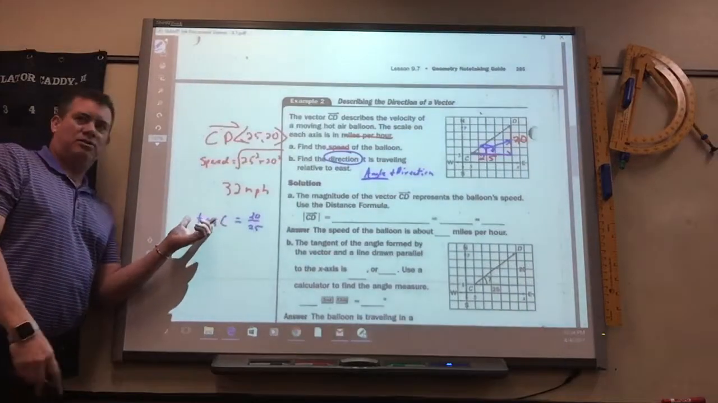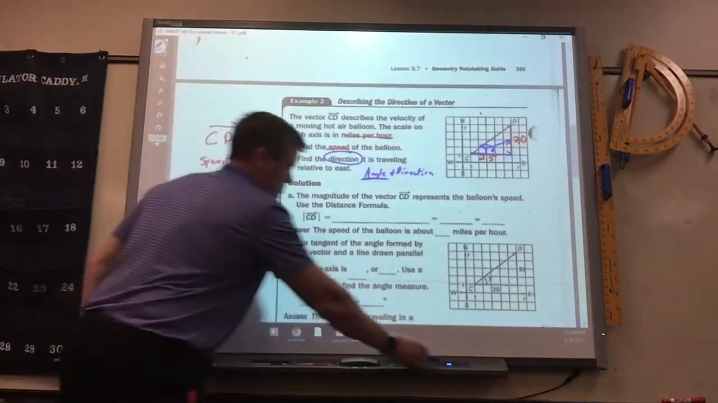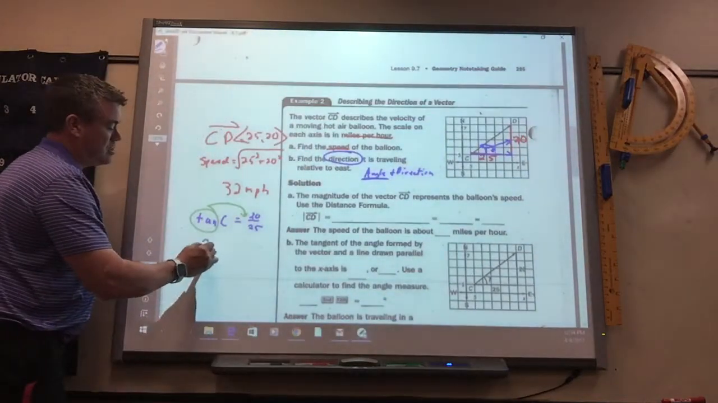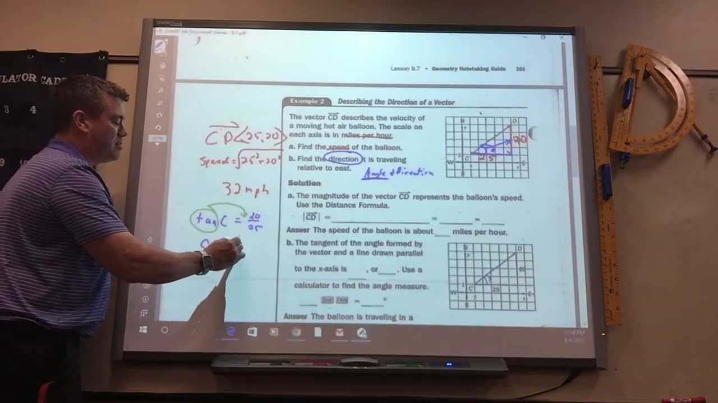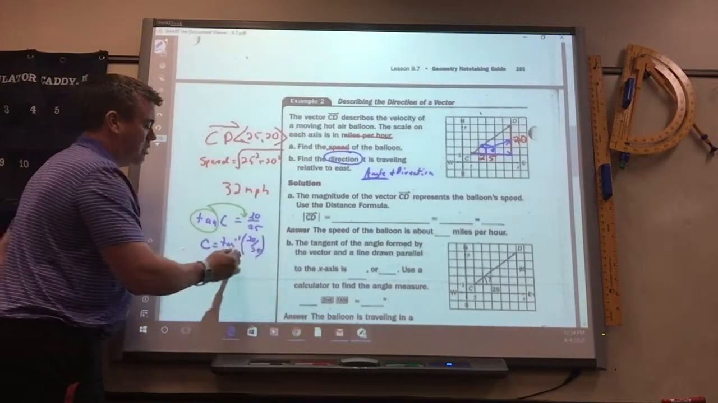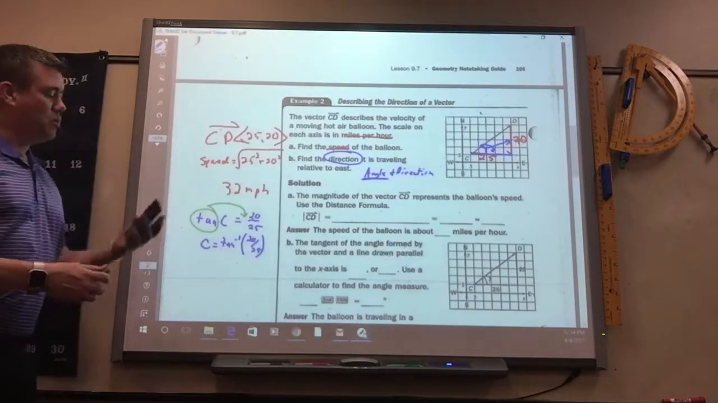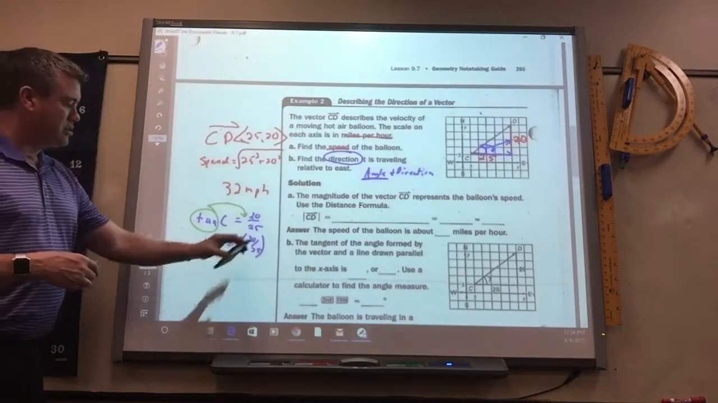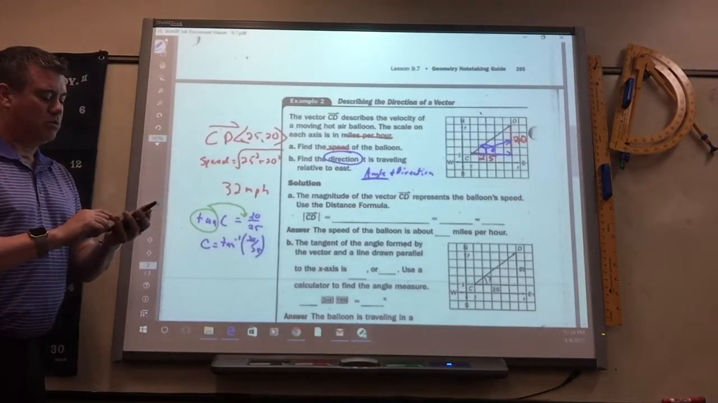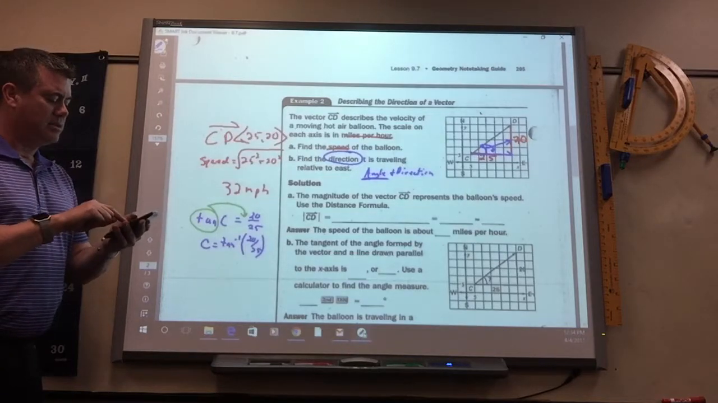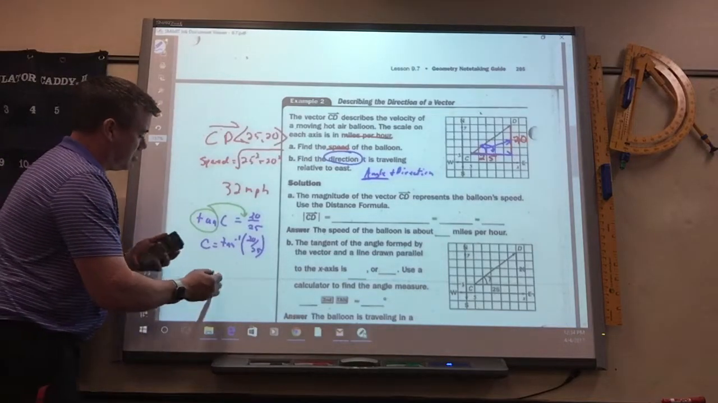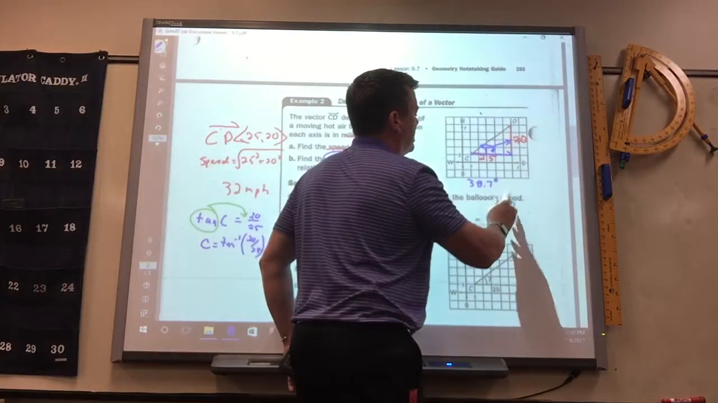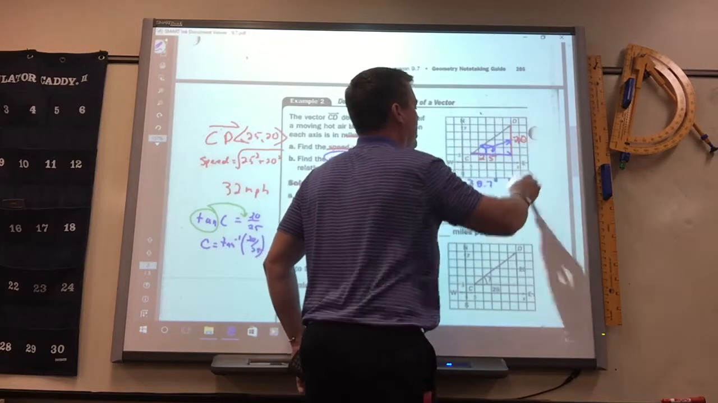Now, does everyone remember what to do when you're looking for an angle? C equals the tangent inverse of 20 over 25. You've got to use the inverse key. That's the one that's right above the tangent. So on these calculators, you've got to divide this first. You go 20 divided by 25, press equals, and then hit the tangent inverse key. 38.7, yep. So this would be 38.7 degrees. Up is north, to the right is east.